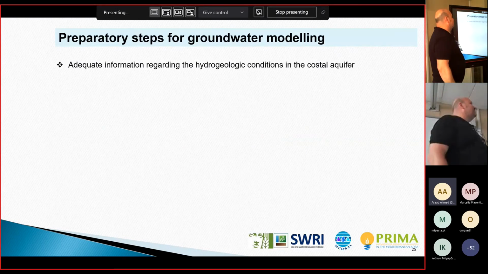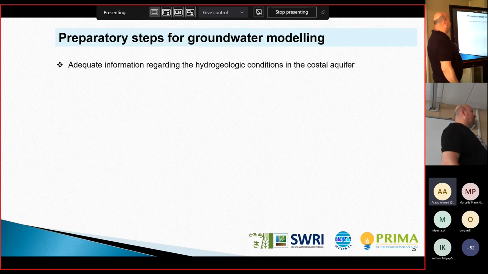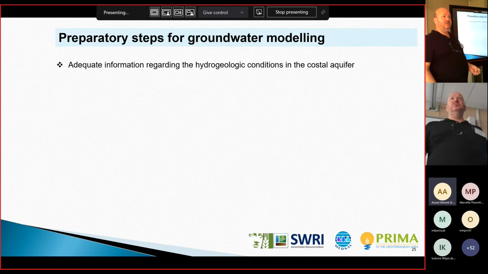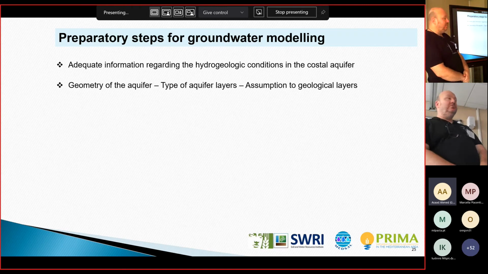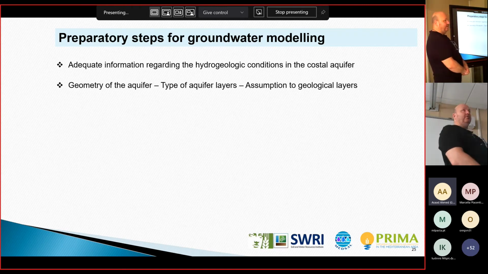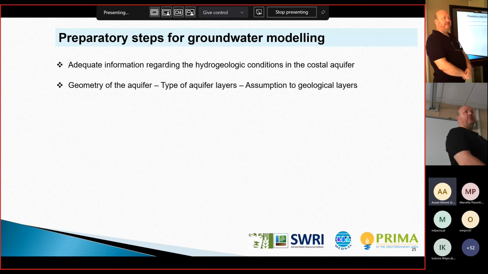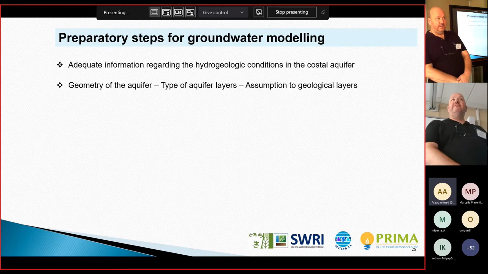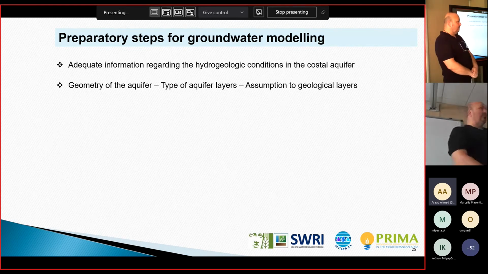Here we will see some steps, some information that we have to collect before starting the groundwater modeling. The first absolutely necessary information is related to the hydrogeological conditions in the aquifer system, the coastal aquifer. We need this information because we need to construct the geometry of the aquifer, first of all. We also need to assume the type of the aquifer layers, whether they are confined or unconfined, and how many of these geological layers we would like to use in our model.